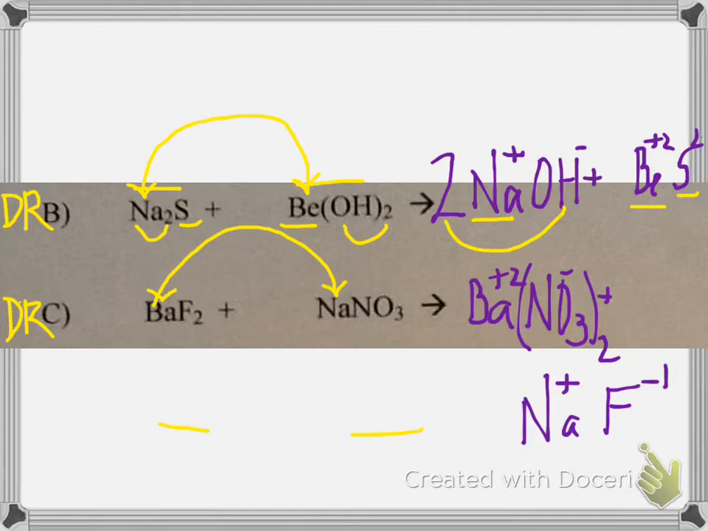Now it's time to balance them. 1 barium, 1 barium, 2 fluoride, 1 fluoride. I need a coefficient of 2 in front of sodium fluoride. 1 sodium, 2 sodiums. I need a coefficient of 2 in front of sodium nitrate. 2 nitrates, 2 nitrates. This is now properly balanced.